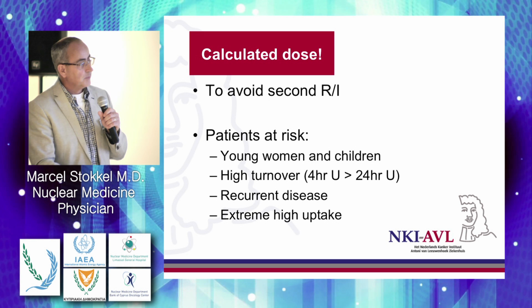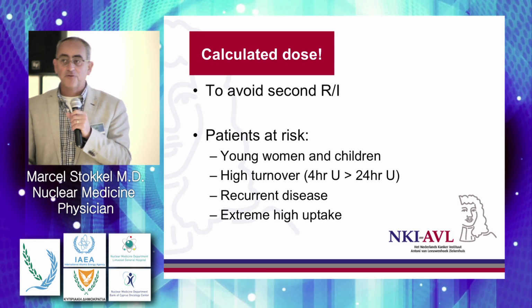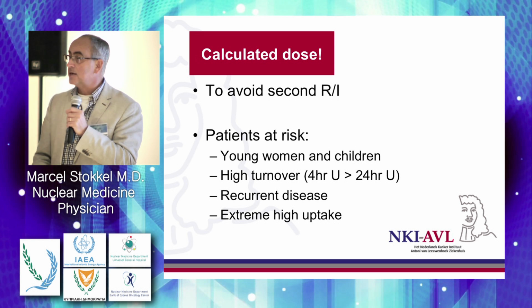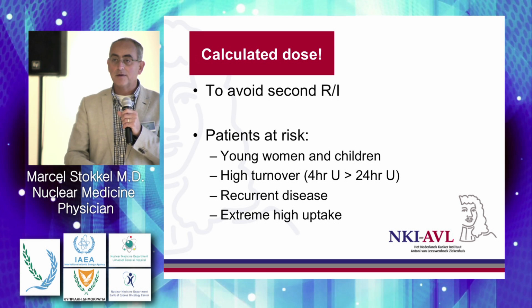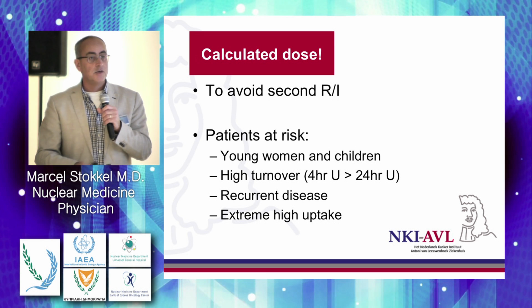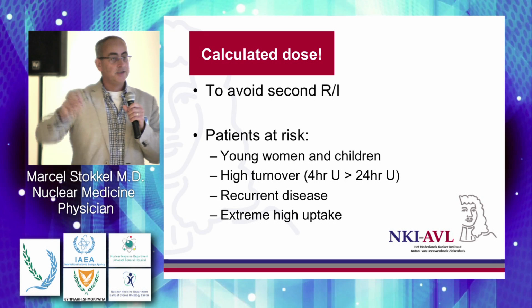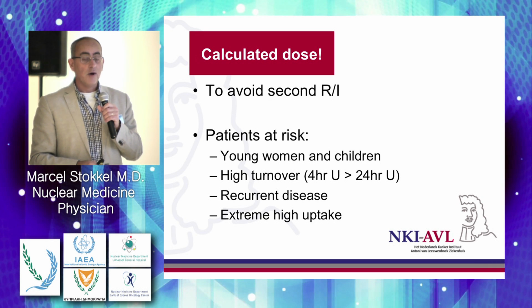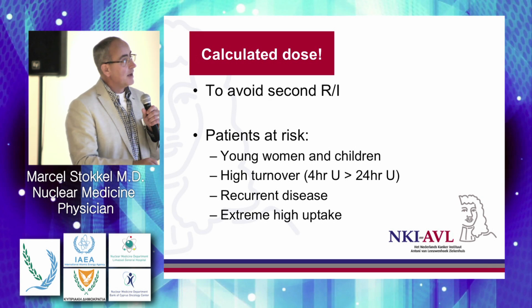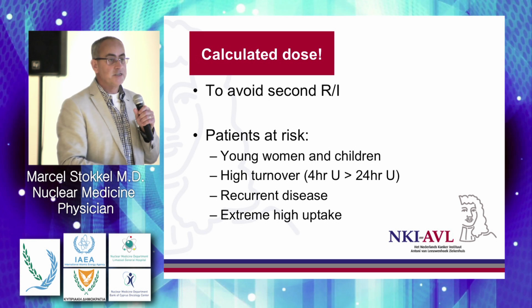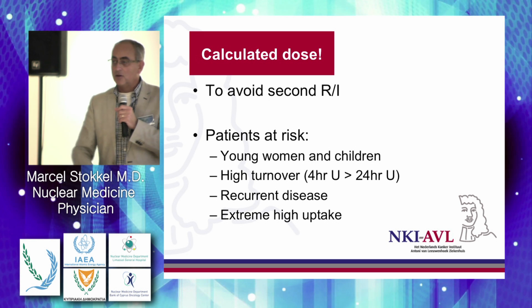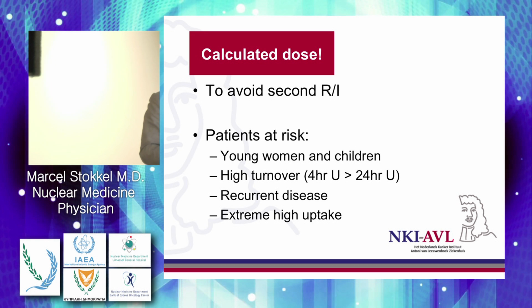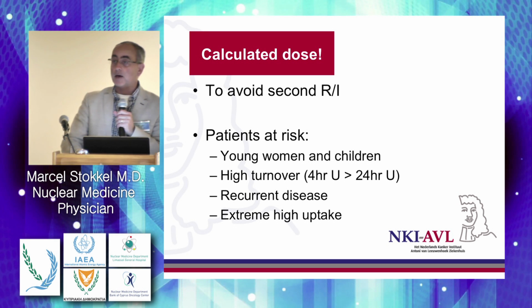Also, in patients with an extremely high uptake, for example in Graves' disease, when the uptake is 80%, the risk of failure is higher than when the uptake is 60%. So the higher the uptake, the higher the chance of radioiodine failure. And without uptake measurements, you have absolutely no idea what's going on in these patients. So that might be a real indication for a calculated dose.